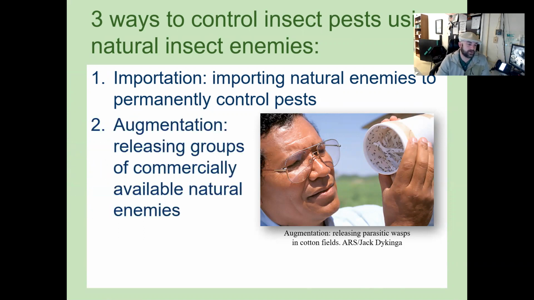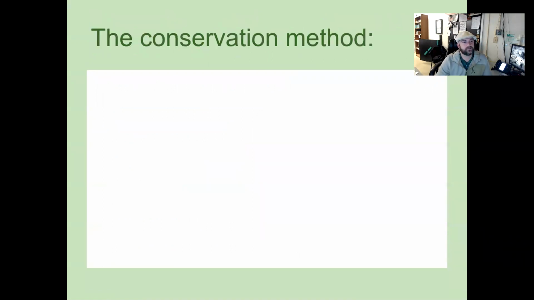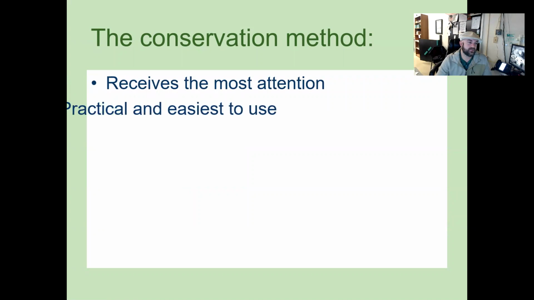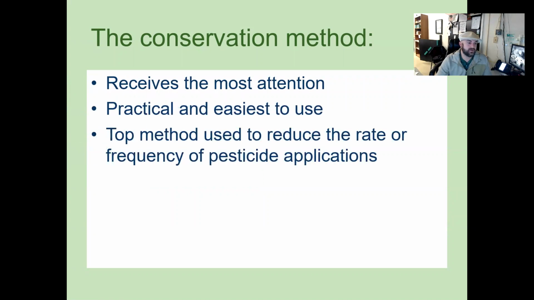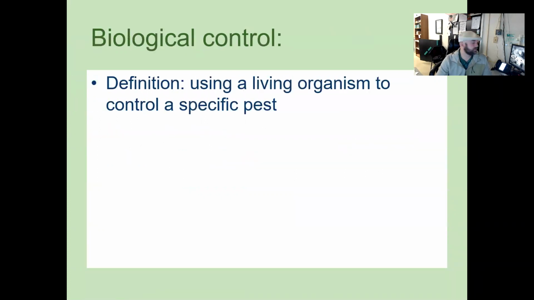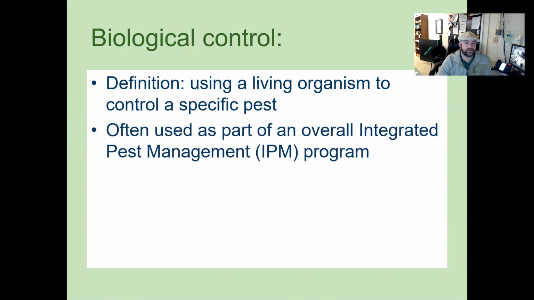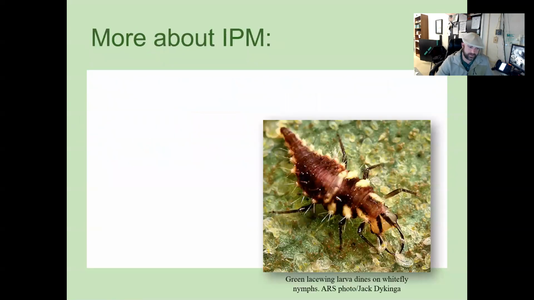Augmentation, releasing groups of commercially available natural enemies. And conservation, modifying the environment to be friendly to natural enemies. So the conservation method receives the most attention, practical and easiest to use, top method used to reduce the rate or frequency of pesticide applications. Biological control, using a living organism to control a specific pest, often used as part of an overall integrated pest management plan.